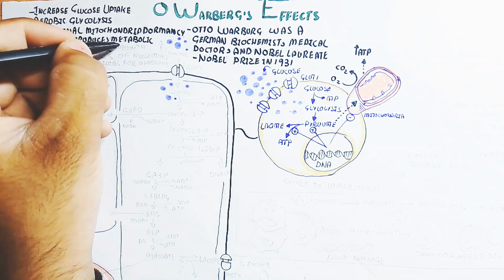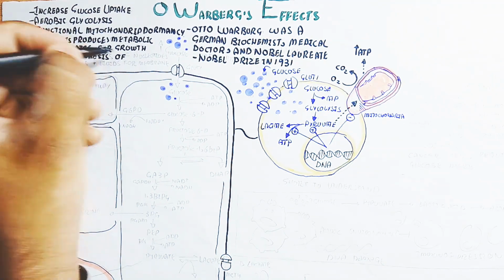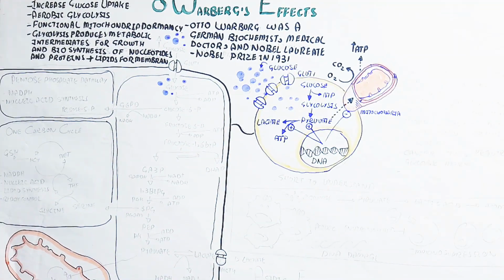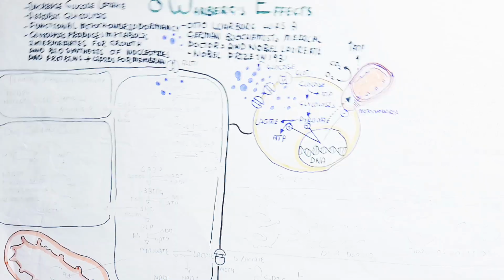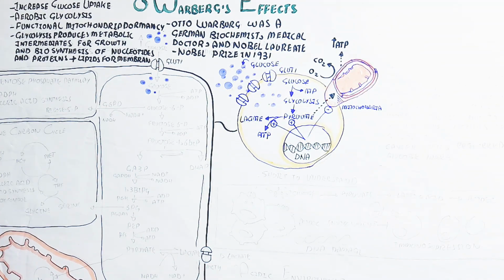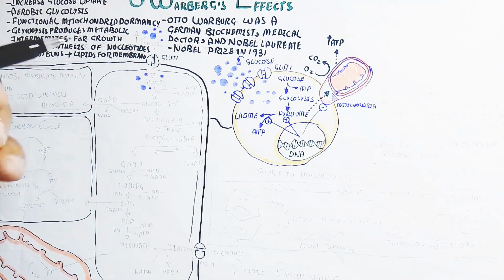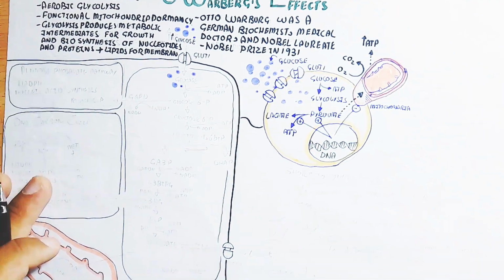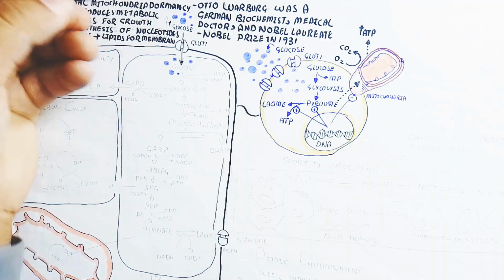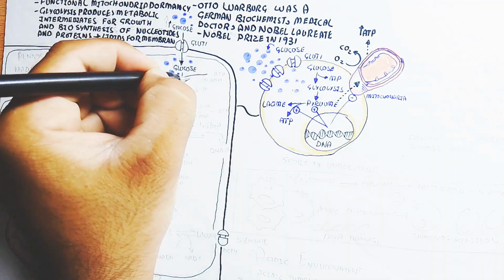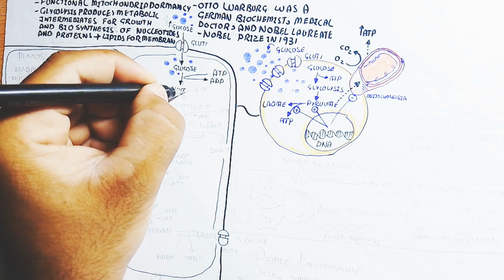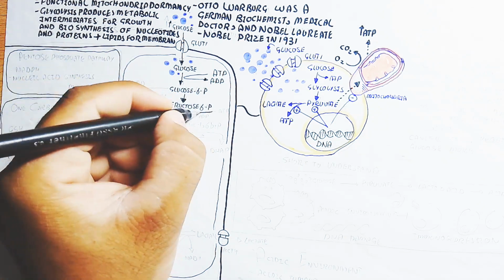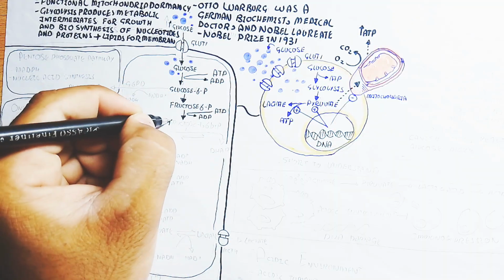So glucose uptake increases, and aerobic glycolysis will increase in the presence of oxygen, with mitochondrial dormancy. Glycolysis produces metabolic intermediates for growth and biosynthesis of nucleotides, protein, and lipids for membranes. In this way, glycolysis produces more constructive mediators, like protein synthesis. So here, glucose uptake through the GLUT1 channel increases.